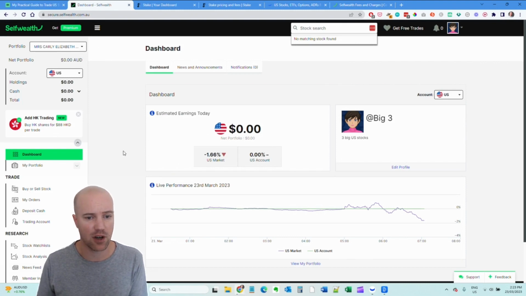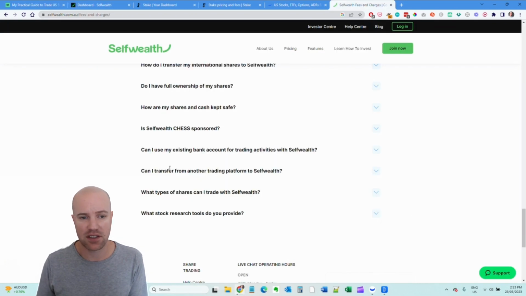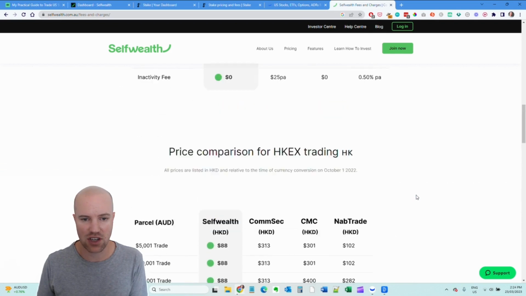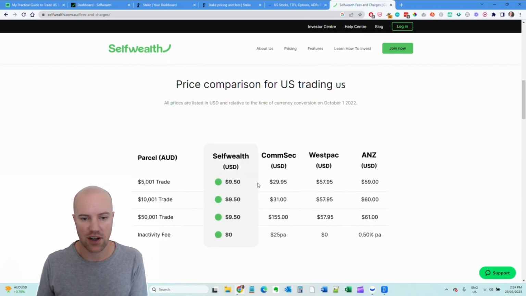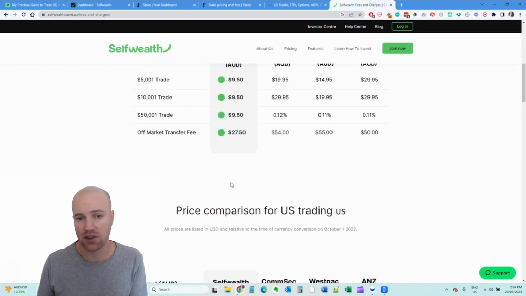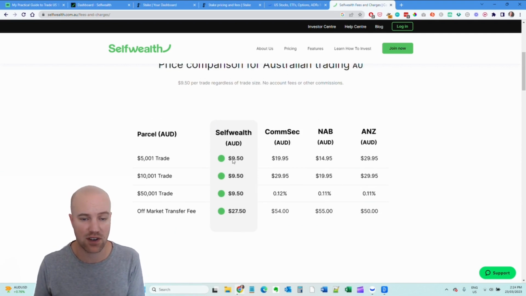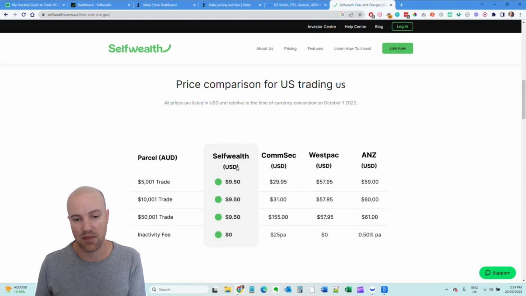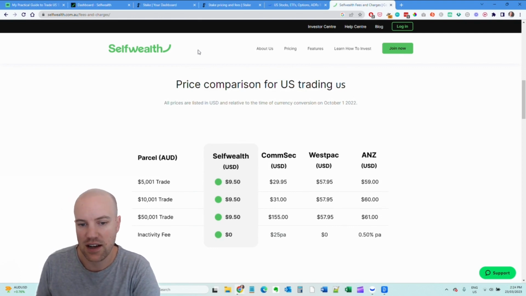I don't currently at the moment, but if we go to the fees and charges there, you'll see that they charge $9.50 per trade. They also do $9.50 per trade for Australian investing, but you'll note the currency they charge is associated with the market. So if you're trading in Australia, it's $9.50 Australian. Then if you're trading in America, it's $9.50 US dollars. So bear that in mind when you do trading. You'll be charged likely brokerage in the currency of the market.